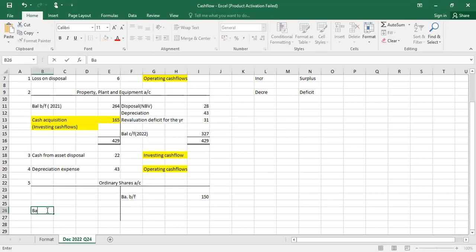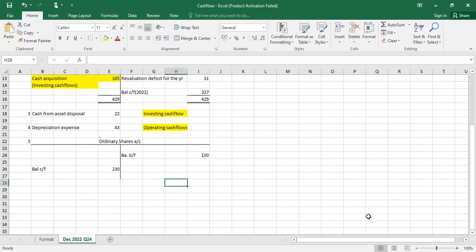And then the balance carried forward at the end of the year, we have 200 and what? We are told that we have 230. Now, what adjustment do we need to make in this account? The only adjustment we need to make here is note number 3, the conversion of the 10% loan stock into these ordinary shares.